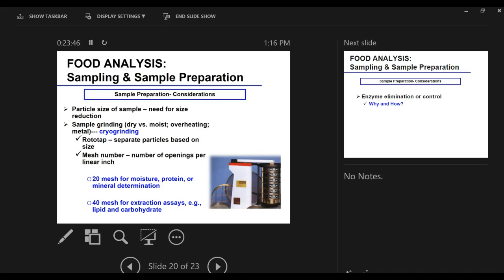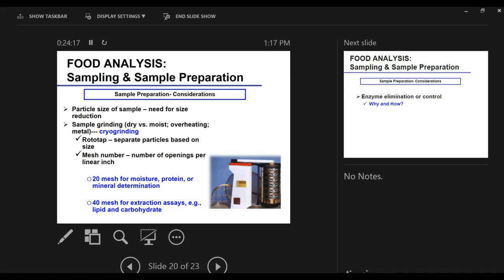Consideration when you prepare your samples. So now you have selected the number of samples, you have selected the way you're going to sample them, now you have to prepare them for analysis. So you want to have as much of a surface area as possible to enhance the accuracy of your determination. So oftentimes you have to reduce the particle size of your sample. So this is an example I give every year.